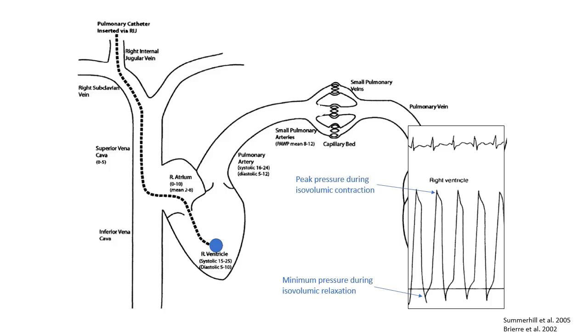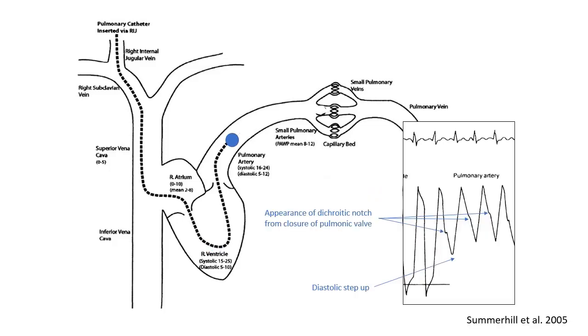As you move the catheter further along, and again, the balloon is inflated this entire time, you're going to enter the RV. You're going to see this big swinging pressure, and the peak pressure is the isovolumic contraction of the right ventricle. Pressure is very high, and then as that ventricle relaxes in isovolumic relaxation, you may actually see negative pressures because it's about to suck blood in through the tricuspid valve. As you advance further into the pulmonary artery, you're going to get a diastolic step up, and you're going to start seeing the dicrotic notch, which corresponds to the pulmonic valve closure.